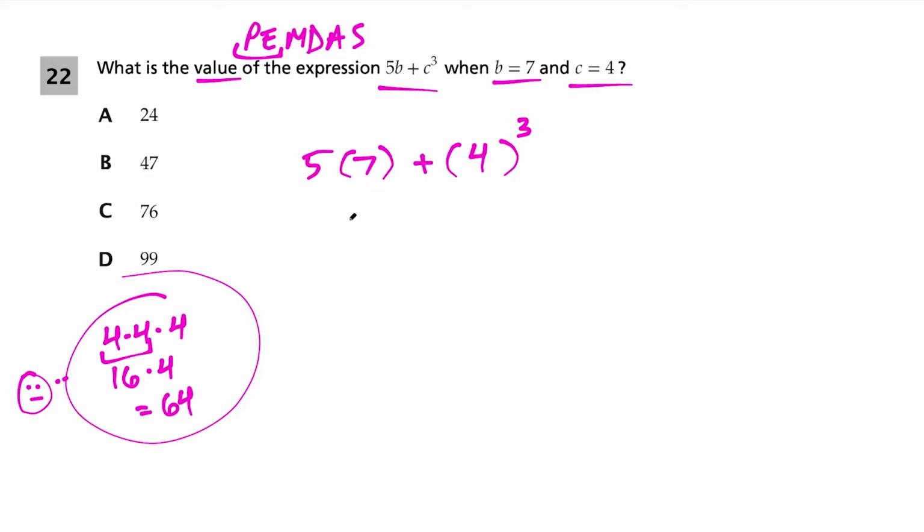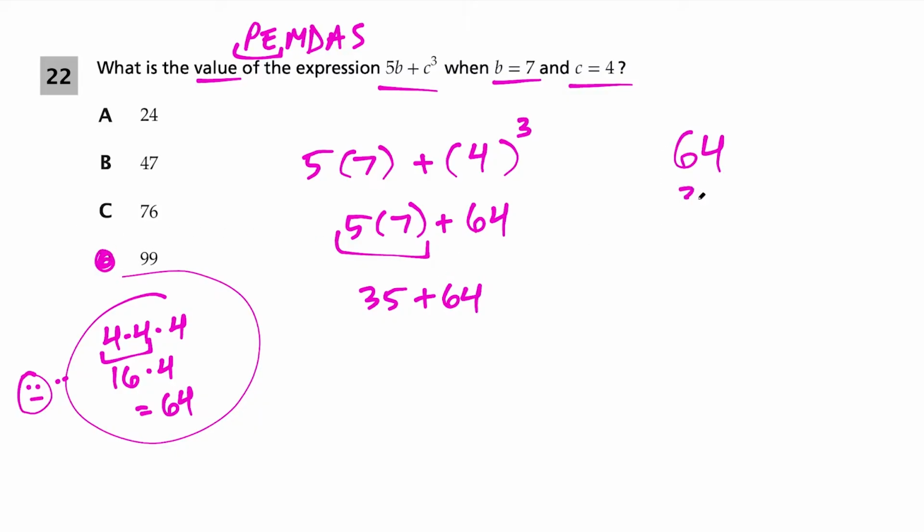So what we have here is 5 times 7 plus 64. And now we have multiplication and addition left. So we're going to do the multiplication before we add. So 5 times 7 is 35, plus 64. And then this one here you might just see is 99. Otherwise, if you have to add this, you could write it vertically like this. And if you add these, 4 plus 5 is 9. 6 plus 3 is also 9. So 99 is our solution. Choice D is our answer.